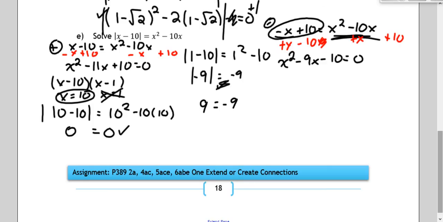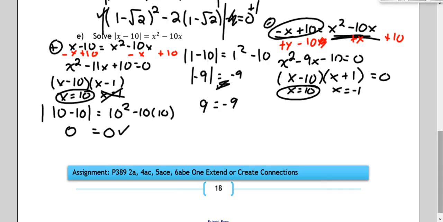So then we get our solutions of x is equal to 10, minus 10, sorry. I should just factor it. Let's go a little bit slower. So then we get x minus 10 multiplied by x plus 1 equals 0. So x equals 10, x equals negative 1. So we know that this one already works, so we don't have to test it, but we need to test our negative 1 here.